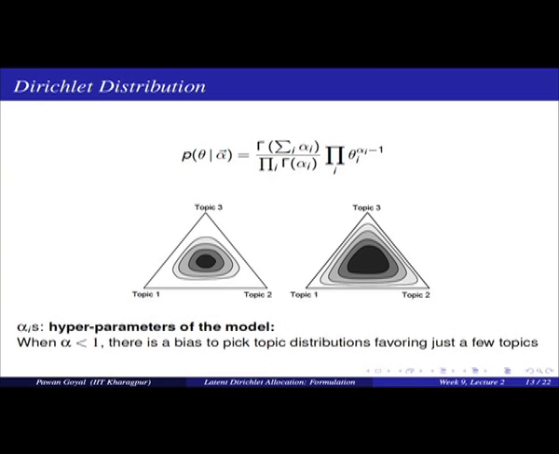Now when alpha is less than 1, there is a bias toward sparse topic distributions favoring just a few topics. And this is what we saw just now on paper: when alpha is less than 1, it tends to prefer distributions where only a few topics have a high probability and others have lower probability.